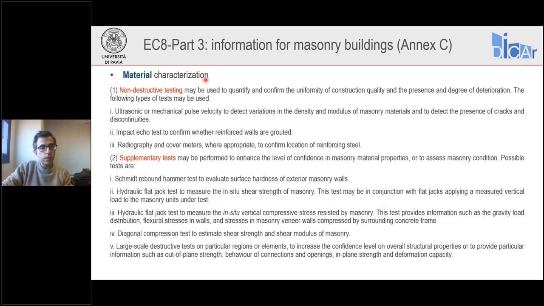Finally, regarding the material characterization, the Eurocode is stressing the importance of non-destructive testing. Here there is also a list of possible non-destructive tests to be performed, which are ultrasonic tests, impact tests, radiography. And it is stressing also the importance of destructive or moderately destructive tests, which should be used additionally to the non-destructive tests. Possible moderately destructive tests are flat jack tests, which can be used to measure compressive strength or also shear strength, diagonal compression tests, or large-scale tests.